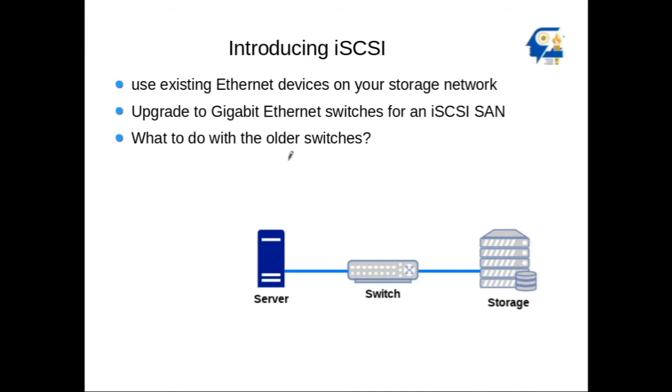iSCSI is a transport layer protocol. It works on top of TCP. It allows you to leverage existing Ethernet devices on your storage area network. When you look at this image, you can understand that it's a traditional TCP/IP network, which is used for the data transfer between the server and storage. iSCSI supports block level SCSI data transfer between the iSCSI initiator and the target over a TCP/IP network.